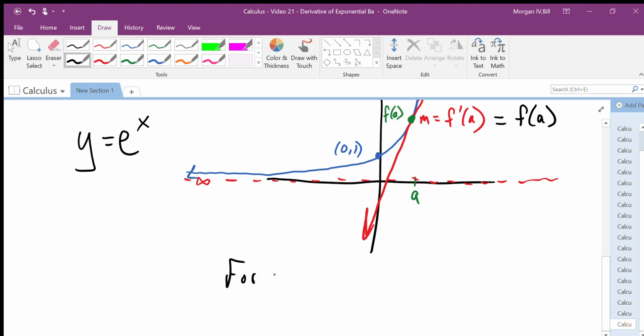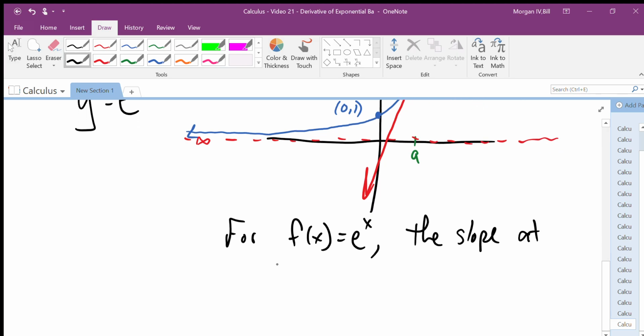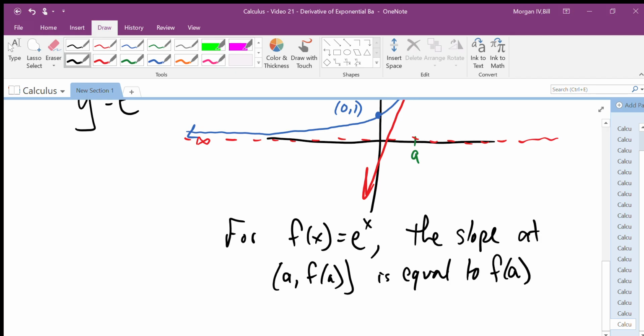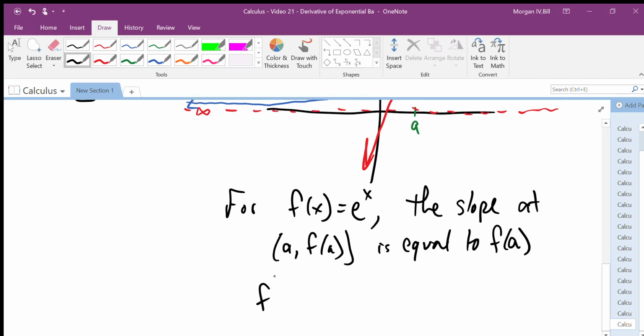For e to the x, and maybe I'll write for f of x equals e to the x, the slope at the point (a, f of a) is equal to f of a, is equal to the y value. This means that the derivative at a is equal to f of a. The slope at a is equal to the y value at a. That ends up being something that's very useful in mathematics, because we get this.